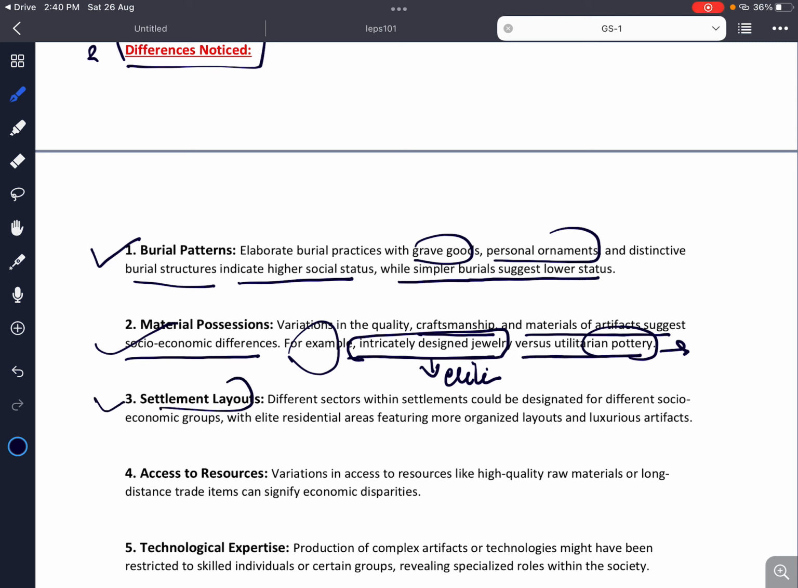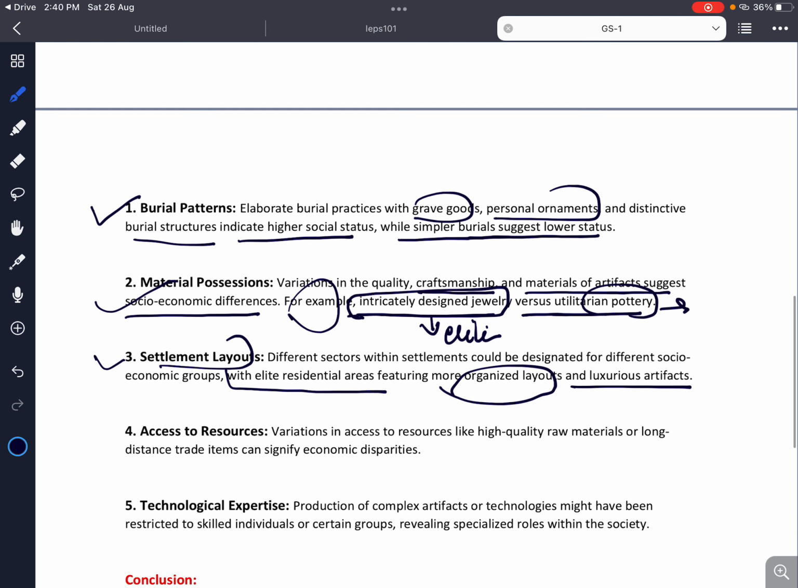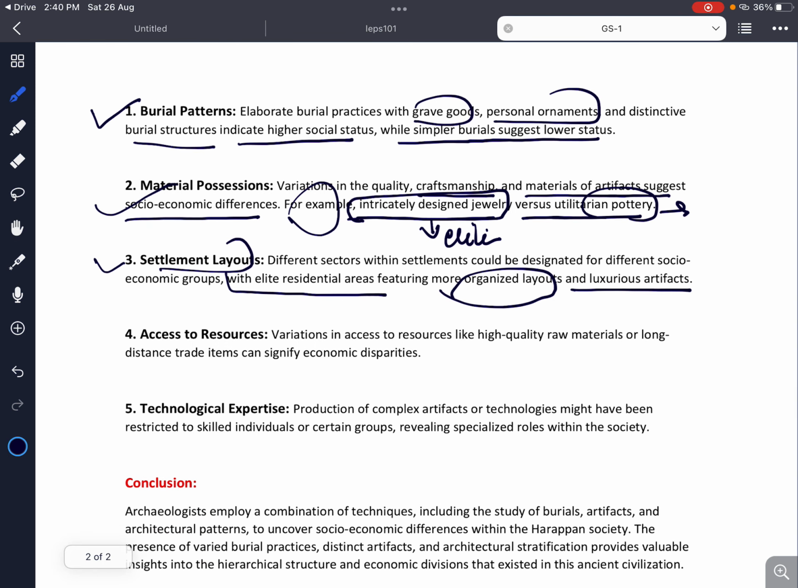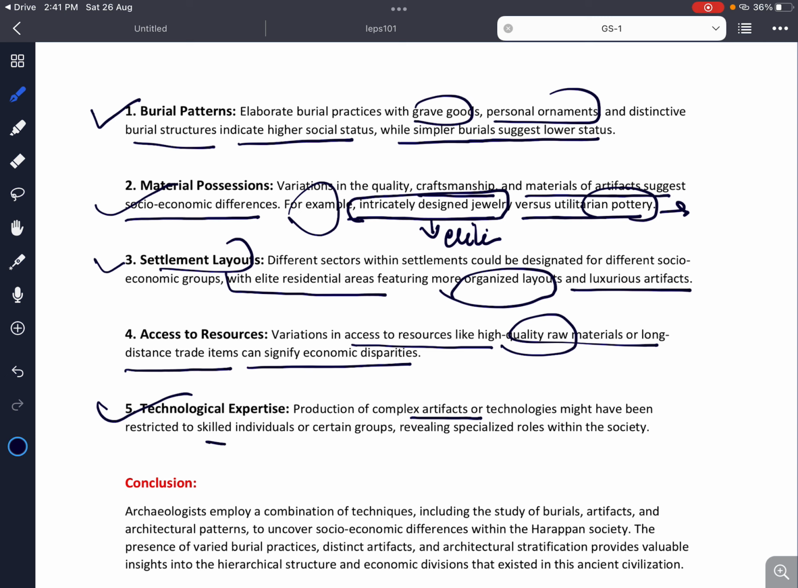Settlement layouts. Different sectors within the settlements could be designed for different socioeconomic groups, with elite residential areas featuring more organized layout and luxurious artifacts. Access to the resources. Variations in the access to the resources like high quality raw material for long distance trade items can signify economic disparities. Technological expertise. Production of complex artifacts and technologies might have been restricted to skilled individuals, to a certain group, revealing a specialized role within the society.